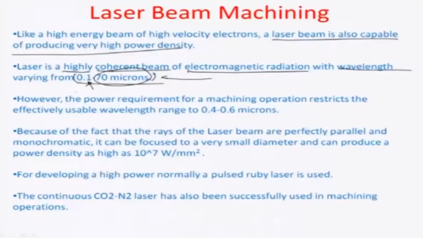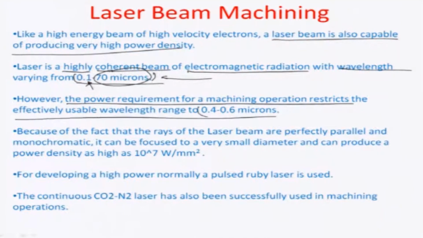Different wavelengths and different energies of the laser beam, if suitably tailored by creating a pulsation effect of the beam, could give you a lot of different surface finishes, and there is a vast range of materials with a vast range of finishes that you can cover using laser beam machining. The power requirement for a laser beam machining operation restricts the effective usable wavelength range to 0.4 to 0.6 microns, although these days there are quite a few UV lasers which operate in the less than 400 nanometers region of the wavelength as well.